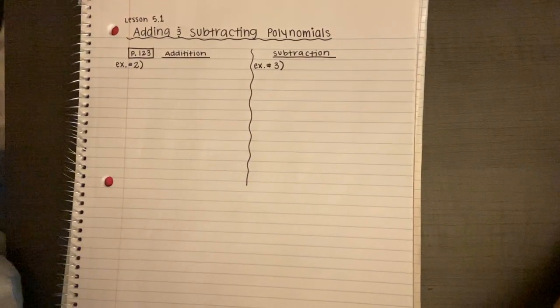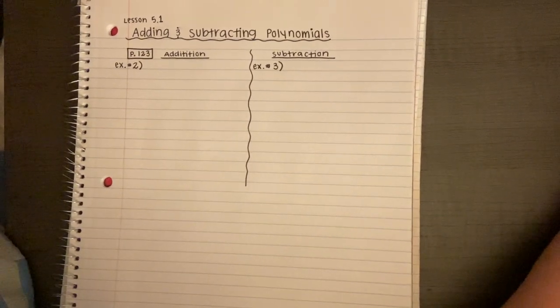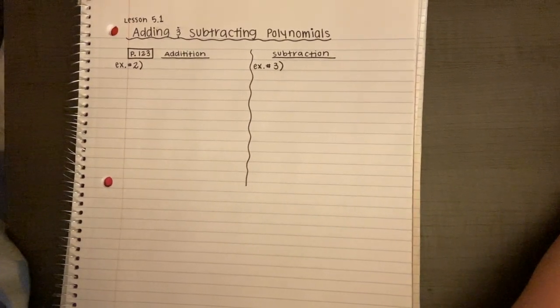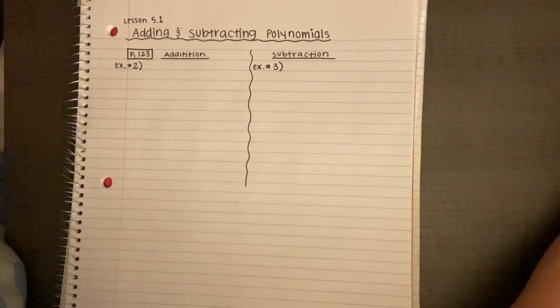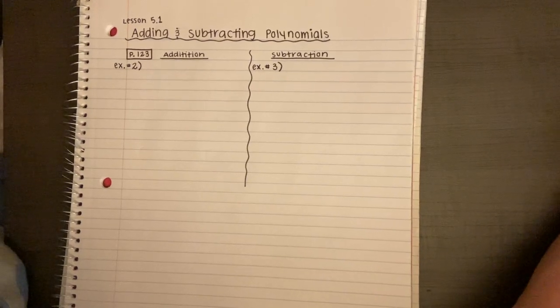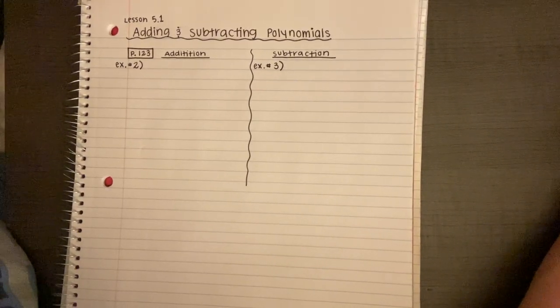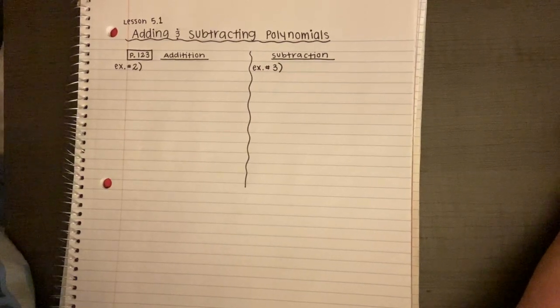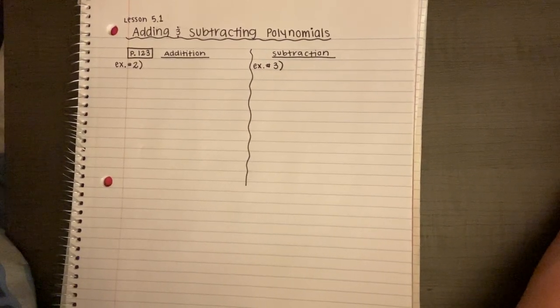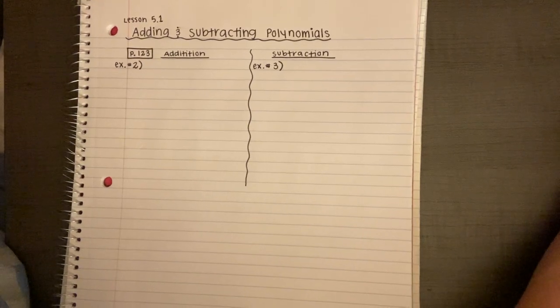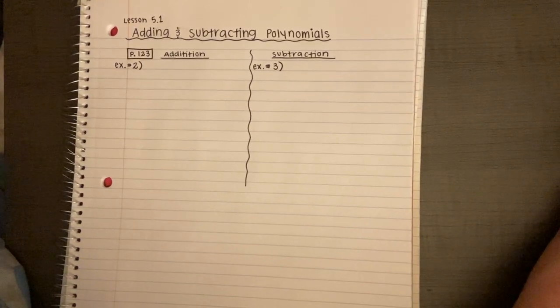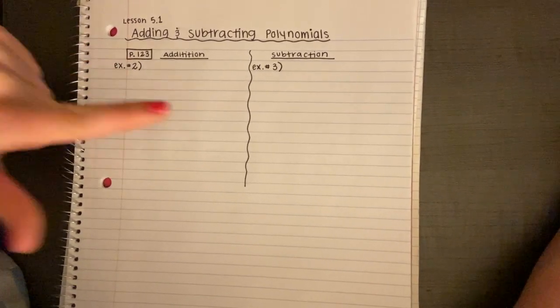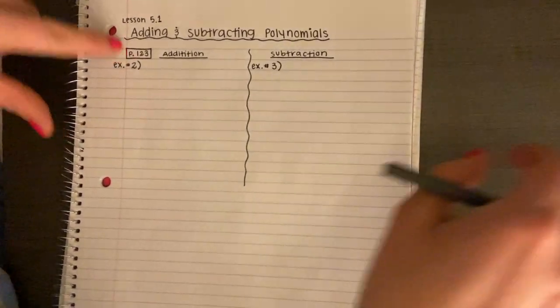Today we're going to be adding and subtracting polynomials. Adding and subtracting polynomials is just a fancy way of saying combine like terms. So nothing is changing. We know the rules for combining like terms. We're just looking at it in a different context. The questions I'm going to use as my example problems are numbers 2 and 3 from page 123.